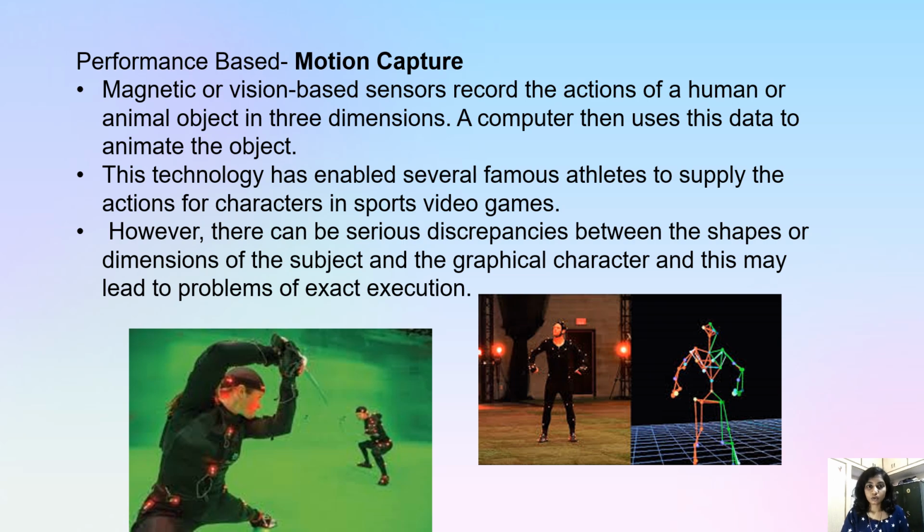Performance based, also known as motion capture. Magnetic or vision based sensors record the actions of a human or an animal in 3 dimensions, and a computer then uses this data to animate the object. This technology has enabled several famous athletes to supply the action characters in sports or video games. However, there can be serious discrepancies between the shapes or dimensions of the subject and the graphical character, and this may lead to problems of exact execution.